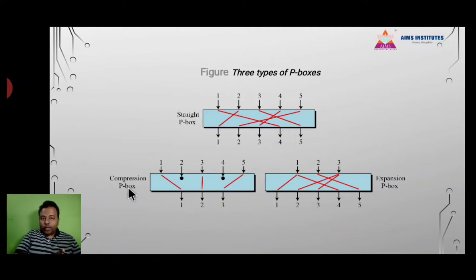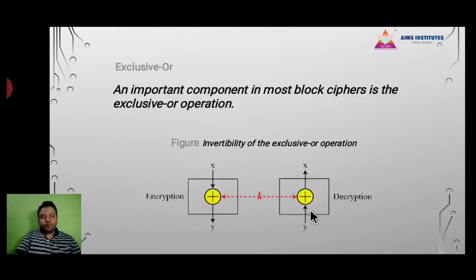When we are talking about a compression P box, the input paths would be more than the output paths. So all this data will be transmitted, and some bits of the data will be dropped. When we are talking about the expansion P box, the data in the input will be less and the output will be more. So a single piece of data can be transmitted through multiple paths.